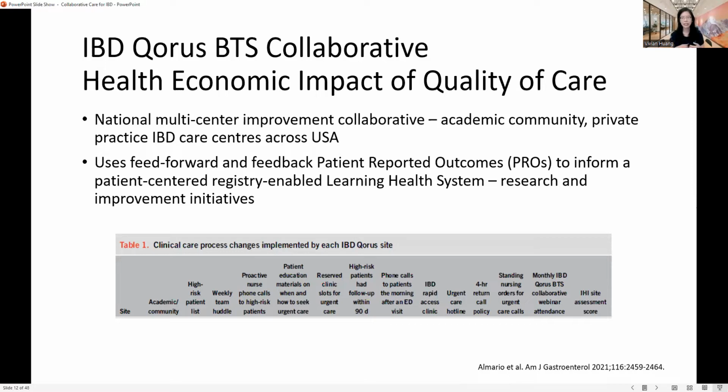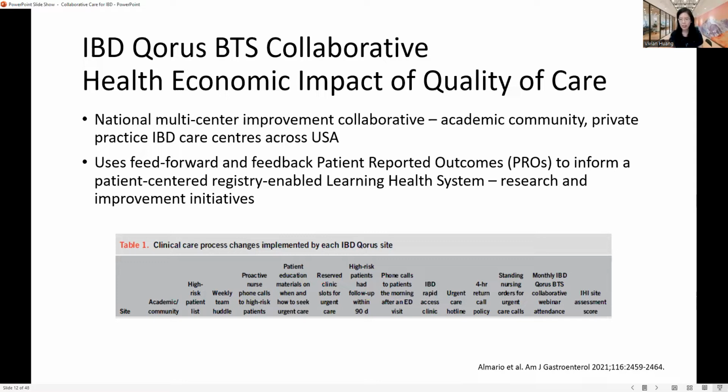And I just list here those various attempts or clinical care changes that they tried to implement. For example, these sites have implemented what's called a high-risk patient list, weekly team huddles, like the MDT meetings, proactive nurse phone calls to those high-risk patients, and patient education materials. They've tried to reserve urgent slots in their clinics. High-risk patients had to follow up within 90 days. They would phone call patients after an ED visit if they got discharged home.